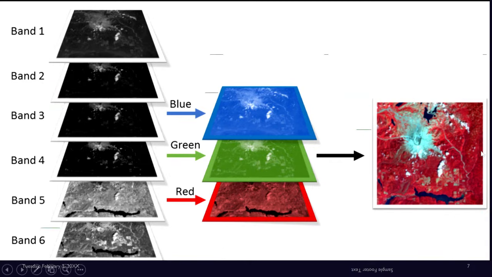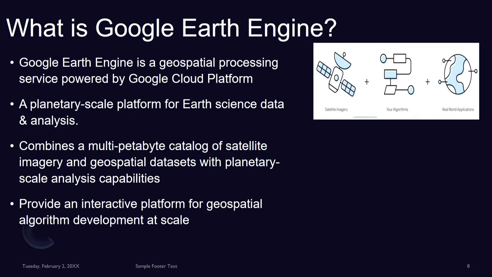So this is called a false color composite. Right, so we will see how we do it in Google Earth Engine. Anyway, I think in the previous lecture it must have been covered. Just for the sake of completion, I will cover what Google Earth Engine is.